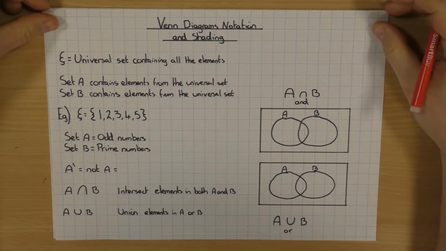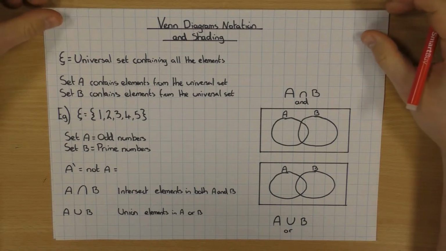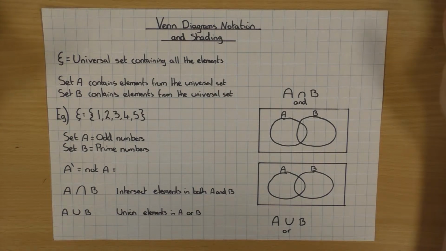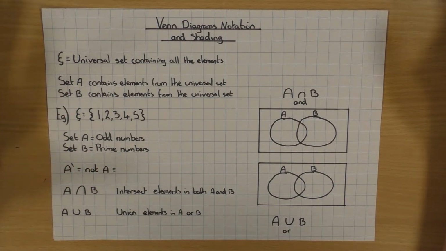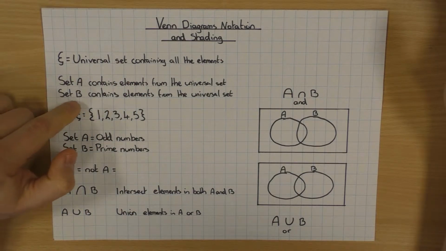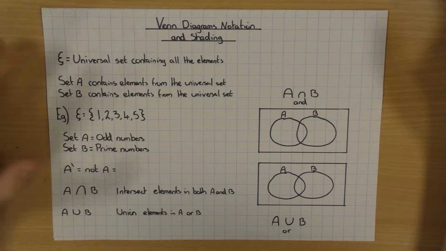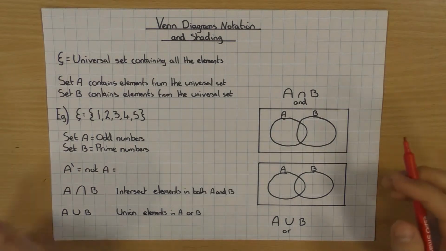Okay, so you might remember from my other Venn diagrams video, I used this symbol and it just contained all the numbers that I was going to fill in my Venn diagram. And then you can have different sets. So set A, whatever it is, contains elements from the universal set. Exactly the same for set B, it can be whatever it is, but it only contains the elements of the universal set. So if I go through an example, I'll probably make it a bit clearer.